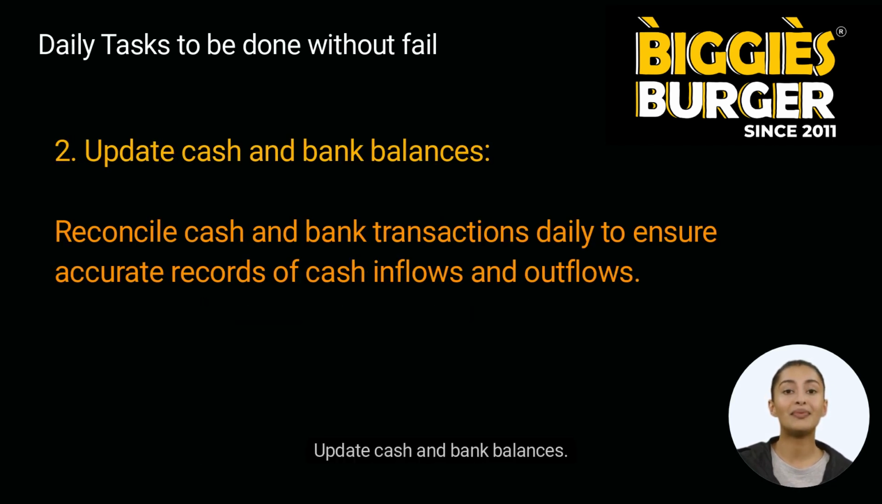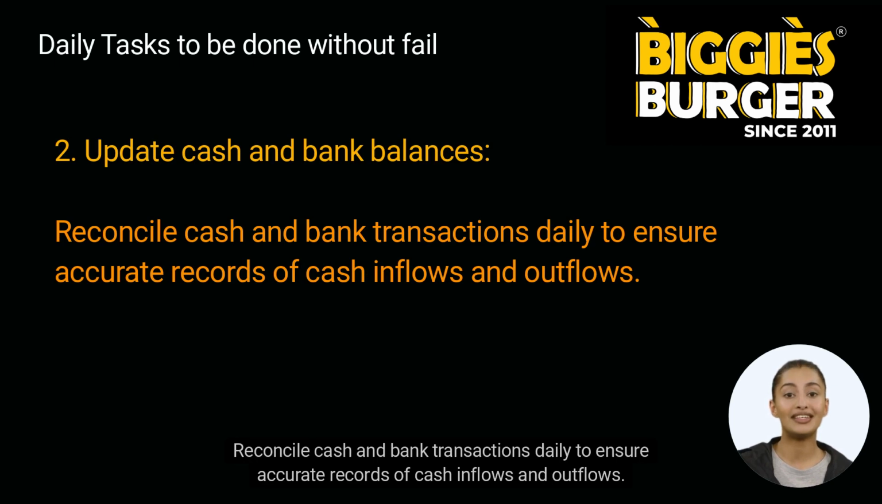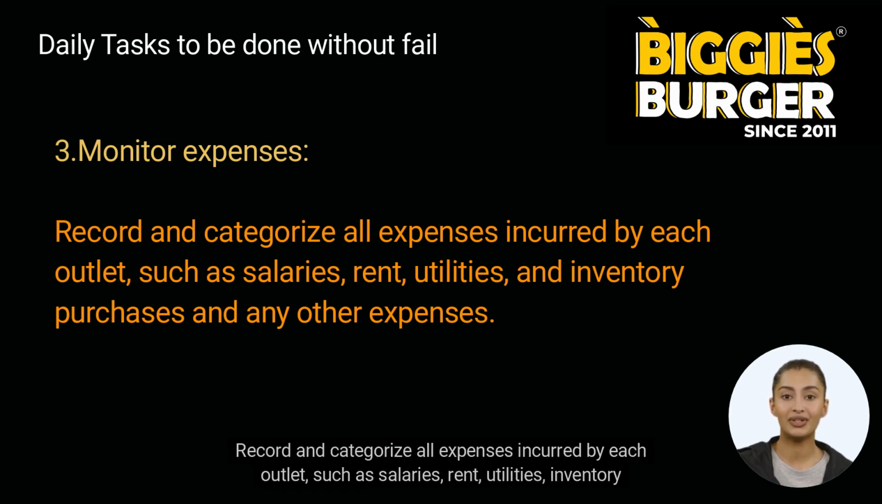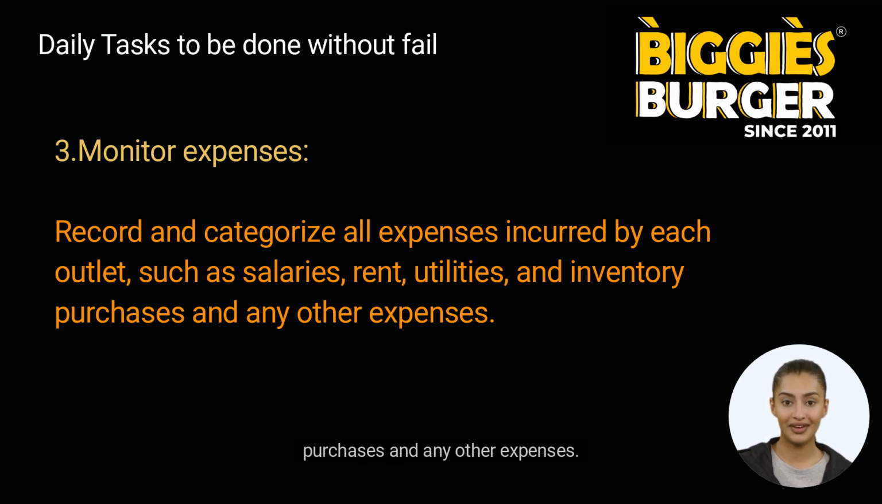Update cash and bank balances. Reconcile cash and bank transactions daily to ensure accurate records of cash inflows and outflows. Monitor expenses. Record and categorize all expenses incurred by each outlet, such as salaries, rent, utilities, inventory purchases, and any other expenses.